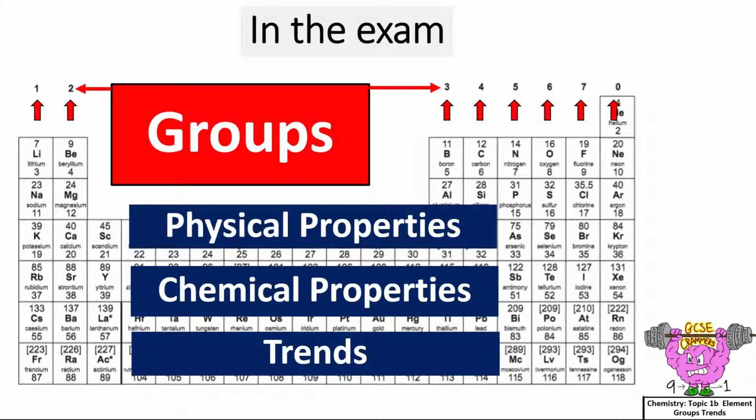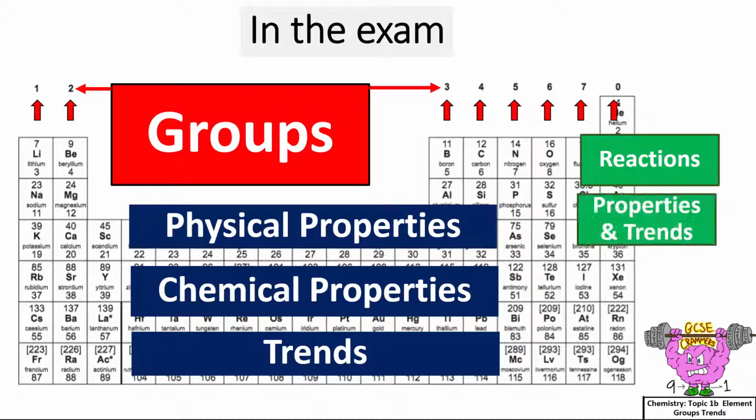Learning the facts about each group will help you to predict reactions based on the position of elements in the periodic table, as well as comparing properties and trends and finding out if they're metals or non-metals. You need to think about all this stuff when answering any questions in chemistry. If the name of an element is given, always check the periodic table.